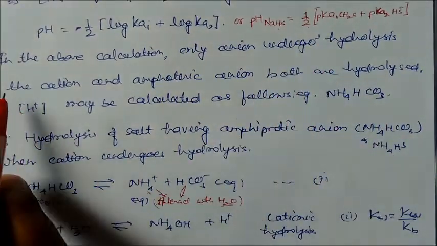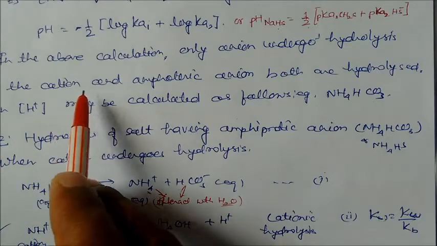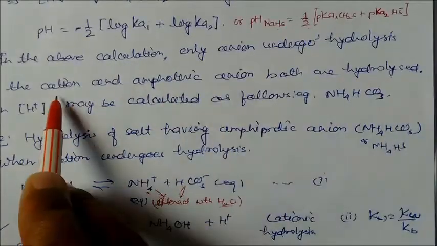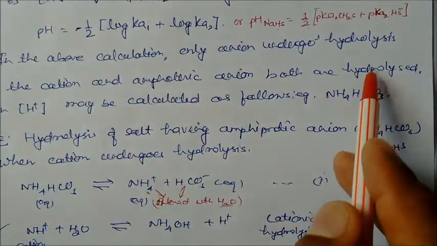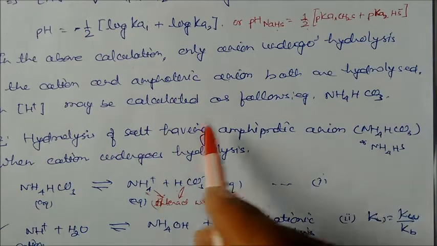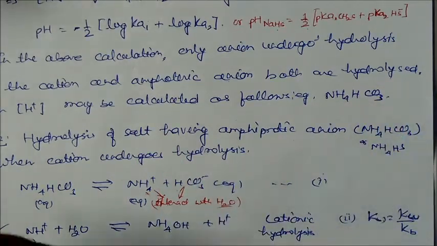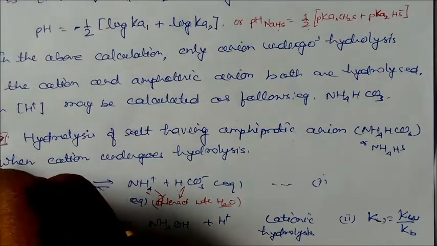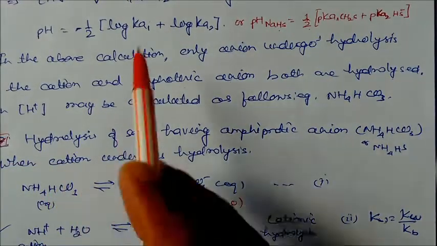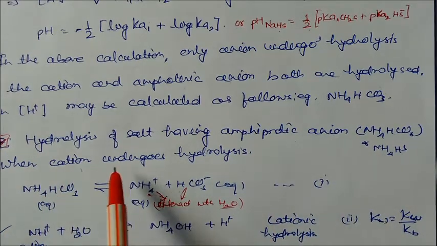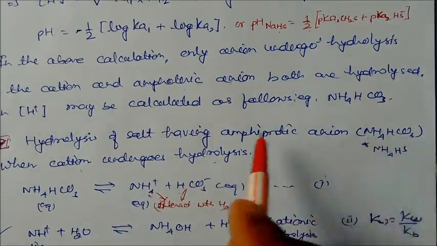Okay, and if the cation and amphiprotic anion both are hydrolyzed, then H plus can be calculated as follows. For example, ammonium bicarbonate. So let us take the next case, case number 6. Fifth we have seen. Hydrolysis of a salt having an amphiprotic anion in which the cation also undergoes hydrolysis, that is, cation plus anion both are undergoing hydrolysis.